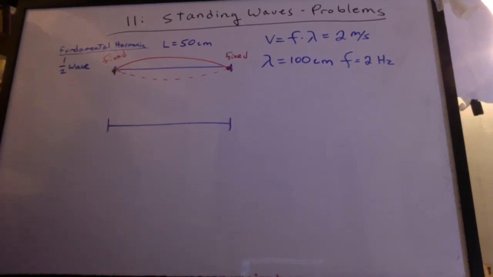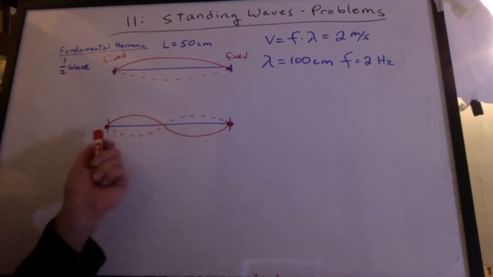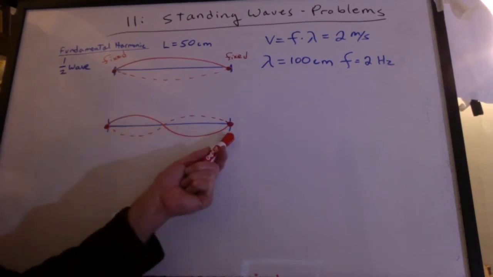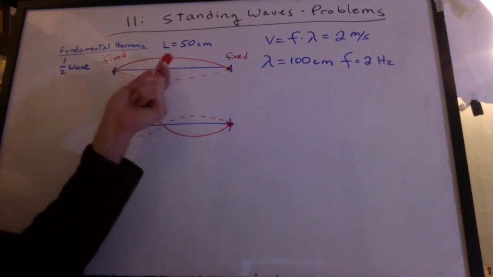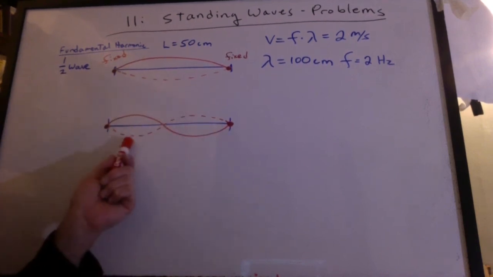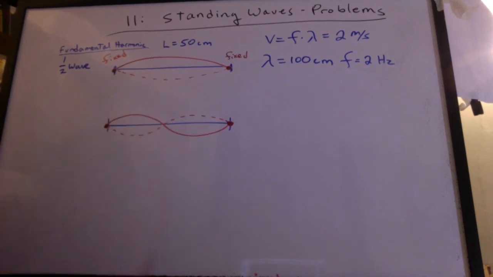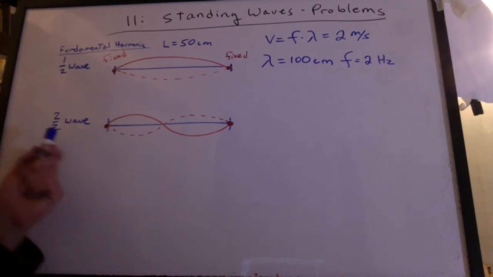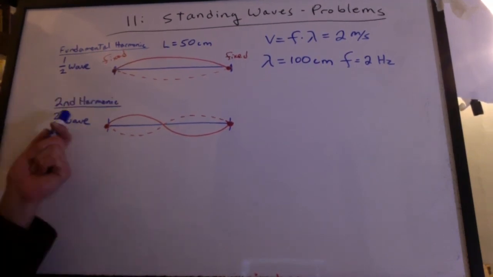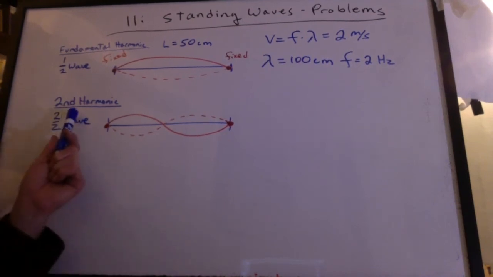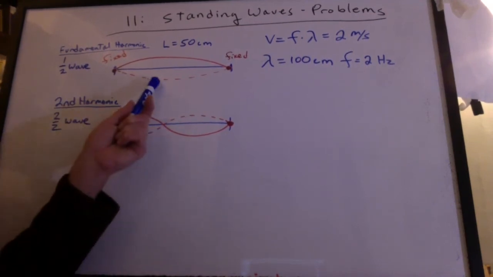What would be the next mode of oscillation? Pause the video, try to draw it before I do. Again, since both ends are fixed, we have to have a node at each end. The only way to have more waves and still have a node at each end would be to have one full wave. We've gone from half a wave to one full wave. So we can say this is 2 half waves. It's the second harmonic, labeled such because there are 2 of the fundamentals.